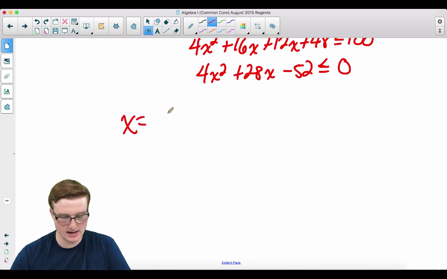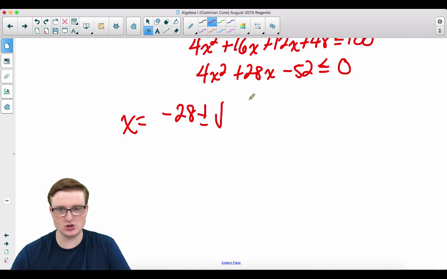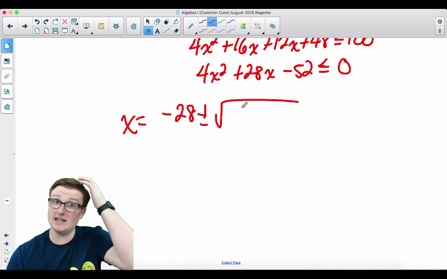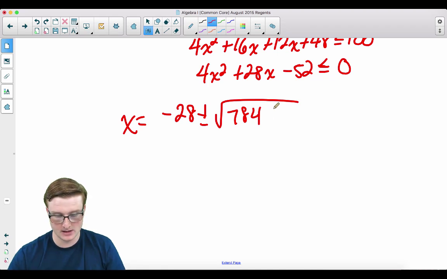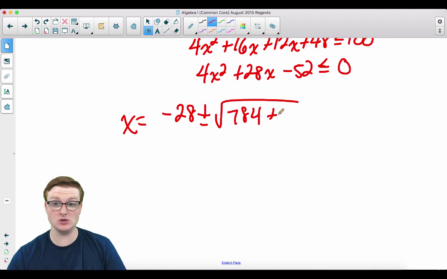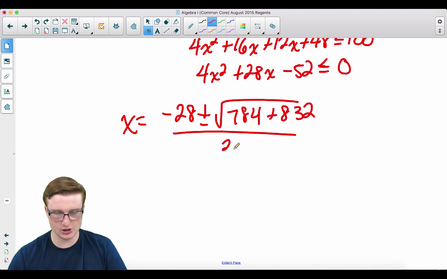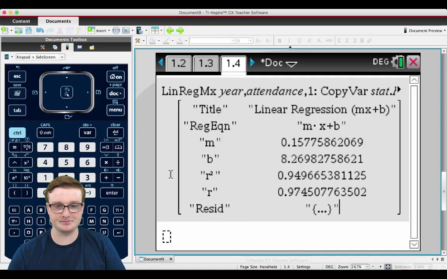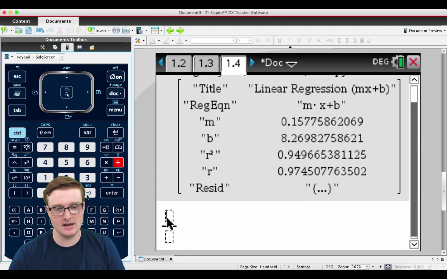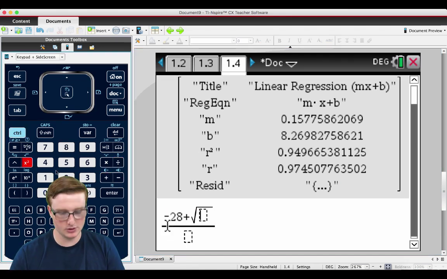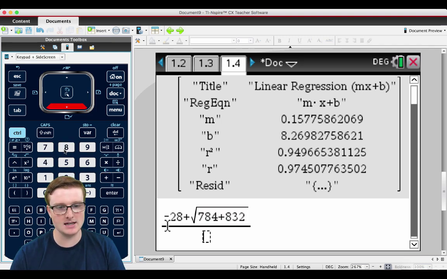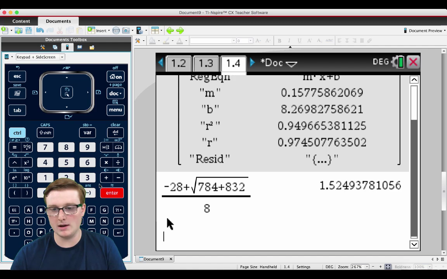x is equal to negative 28 plus or minus the square root of b squared. So 28 squared is 784 plus, because 4 times a, which is 4, times c, which is negative 52, gives you positive 832, all over 2 times 4, which is going to be 8. So I'm going to plug this into my calculator. Negative 28 plus the square root of 784 plus 832, all divided by 8. We get an answer of 1.5.